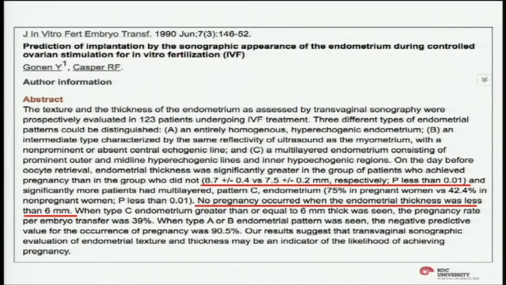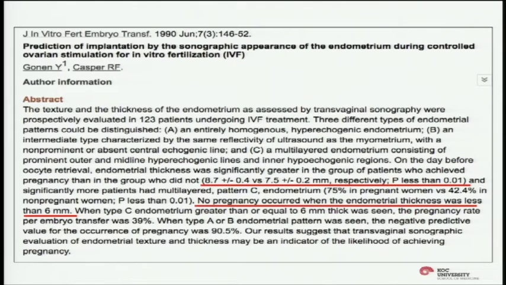Casper very much. He's done amazing work throughout the years, with probably his fellow back then, Yael Gonen. So this was a descriptive study reporting 123 patients who underwent treatment. IVF was new in those days, okay, in their center in Toronto over a year. So they wanted to assess if pregnancy rates were associated with endometrial thickness and endometrial pattern.